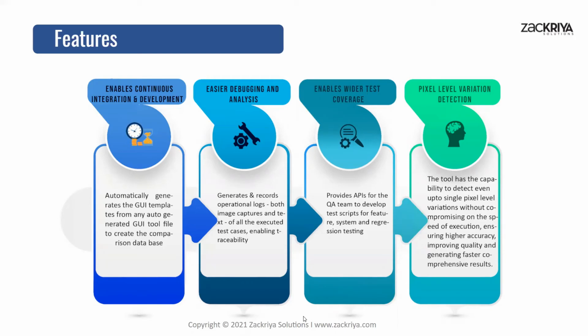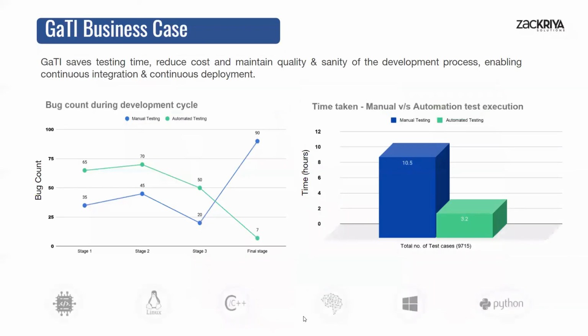Using the auto-generated and custom APIs, QA teams can achieve 100% coverage of the application under test. As GaTi uses pixel-level variation detection, even minor changes like GUI widget misplacements can be detected and corrected. These are a few key advantages of using GaTi in the GUI application development cycle.